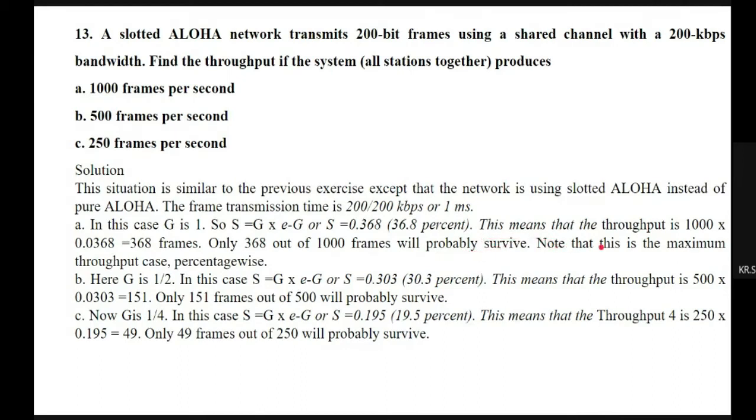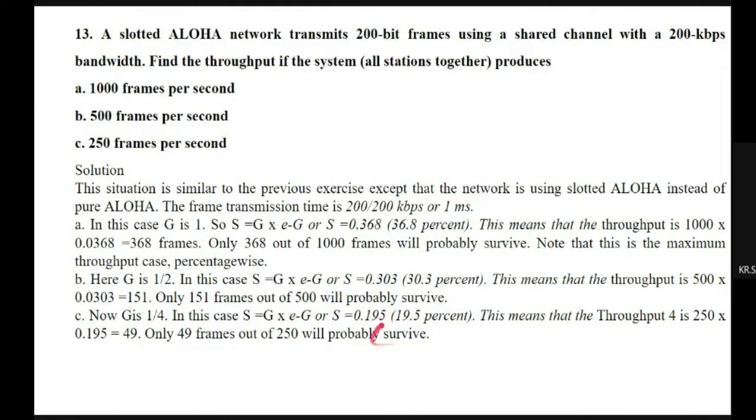Then here note the maximum throughput case, the percentage wise. This is the maximum wise. But if I reduce the frames, here G equal to 1 by 2. G equal to 1 means 1000. 500 means the value 1000 divided by 2, that is 1 by 2. 250 means that is 1 by 4. So we can fix the G value based on the frames. Okay, once you find the G value, you can apply the formula G into e power minus G. So the final answer is 90 percentage.